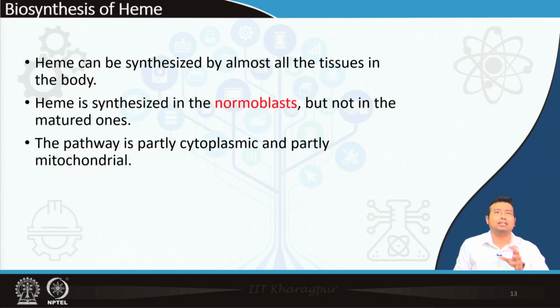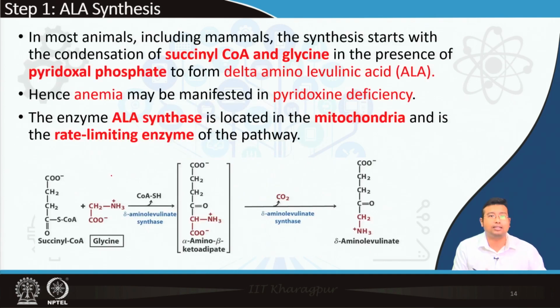Heme can be synthesized in almost all tissues in the body. In the case of RBCs, it is synthesized not in the mature ones but in the immature cells in bone marrow, that is in the normoblast. It is actually the intermediate normoblast where hemoglobin first appears, as you might already know from your physiological knowledge. The pathway happens partly in the cytoplasm and partly in the mitochondria, and this is why fully matured RBCs, which do not have mitochondria, cannot carry out heme synthesis, because a few mitochondrial enzymes are essential in heme synthesis.